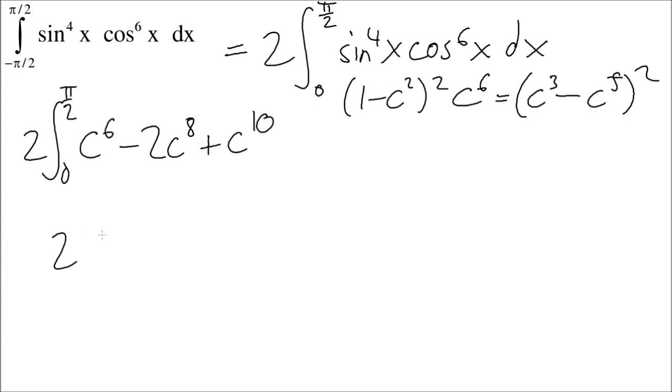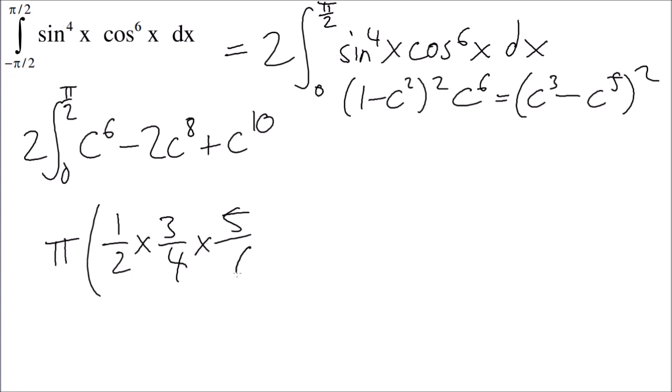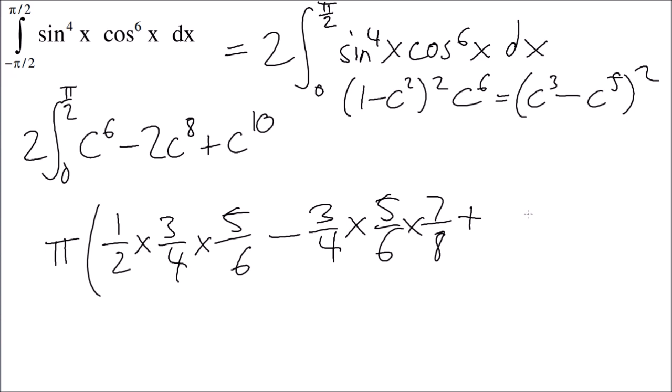I'm just gonna factor out pi. Okay, and then we have 1, 2, 3, 4, 5, 6 minus, and then 2 times. Okay, so 2 times and then the half, which cancels out. 3, 4, 5, 6, 7, 8. This is why you need to learn Wallis, because you'll end up with this.